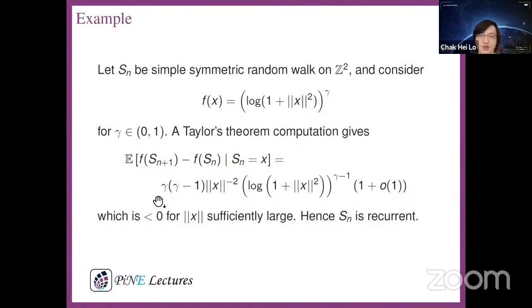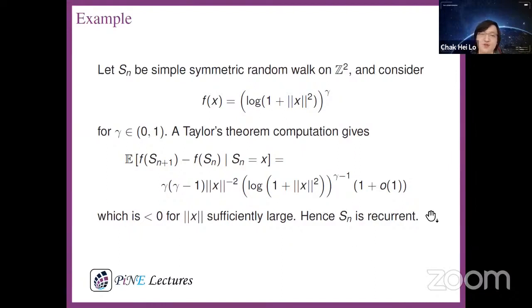So if you look at this, well, this is positive, this is positive, this is positive. So if gamma is in between 0 and 1, then this one will be negative and this one will be positive. So overall, the whole thing will be negative. And more importantly, we also see that this thing goes to infinity as x goes to infinity. So it satisfies both conditions in the theorem. So we prove that S_n is recurrent.